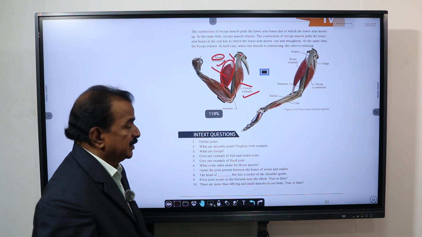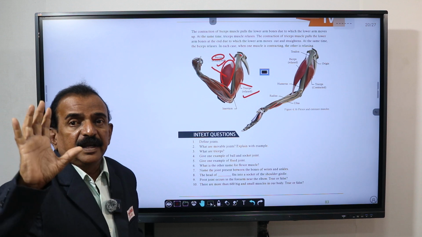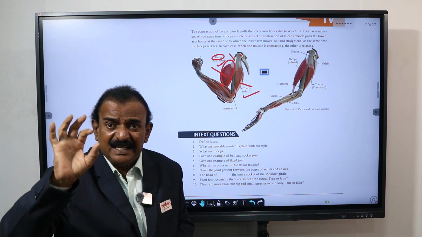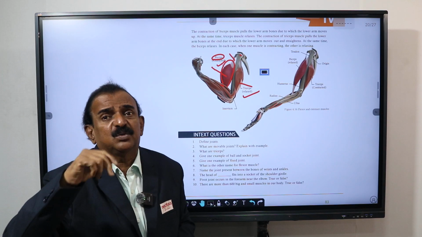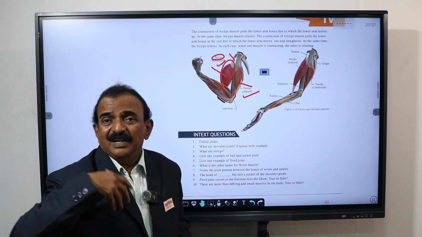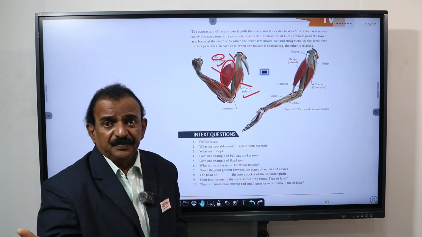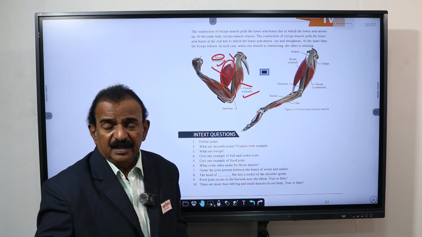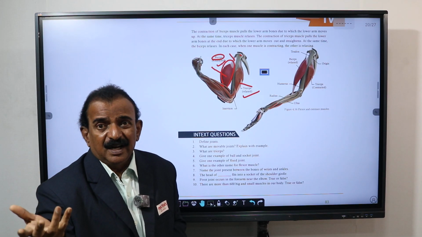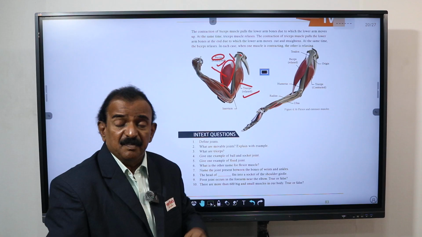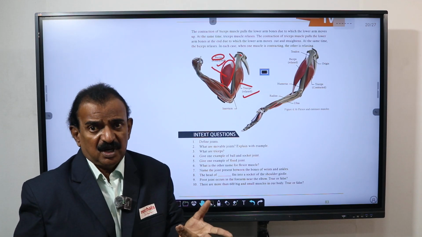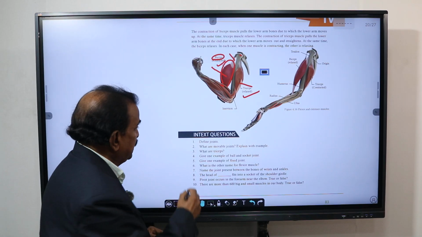Define joint. A joint is a place where two bones are joined, and that joining place of two bones is called a joint. In our body there are different types of joints, like ball and socket joint, pivotal joint, hinge joint, and gliding joint. Many joints are there. A joint is a place where two bones are joined. The first question is over.